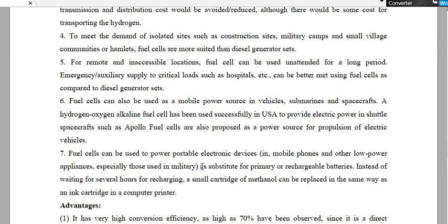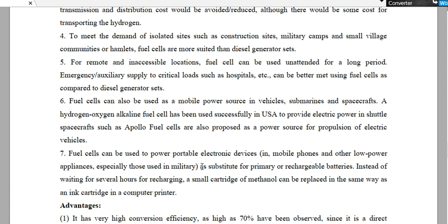Point 6, fuel cells can also be used as a mobile power source in vehicles, submarines, and spacecrafts. So, vehicle uses of fuel cell are getting explored quite frequently by different automobile manufacturers. For example, it is given that a hydrogen oxygen alkaline fuel cell is used successfully in USA to provide electric power in shuttle spacecraft such as Apollo. Fuel cells are also proposed as a power source for propulsion of electric vehicles.